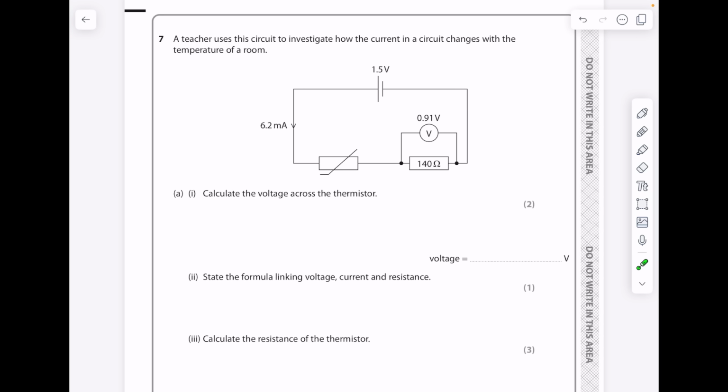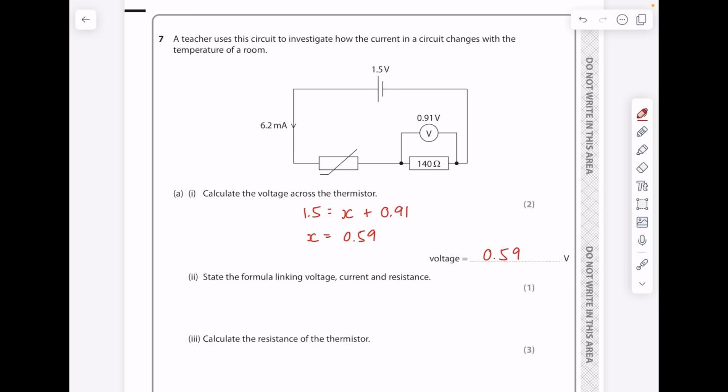Remember, your voltage rules in a series circuit state that the individual voltages of the components add up to the total voltage. So to work that out, we need to do our total voltage equaling the voltage in our thermistor plus the voltage over here of our fixed resistor. Solve for x and you'll get an answer of 0.59.